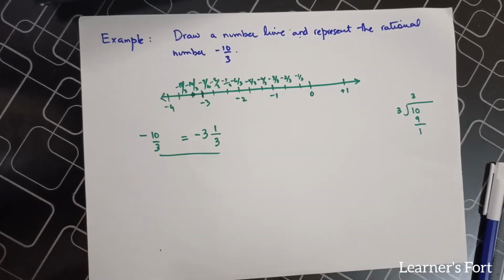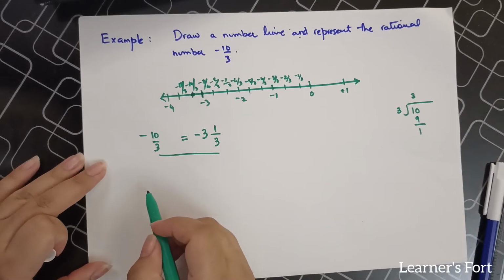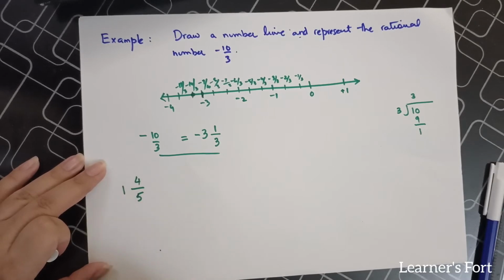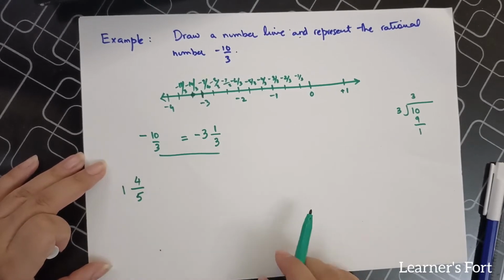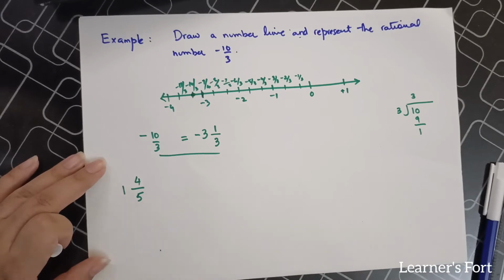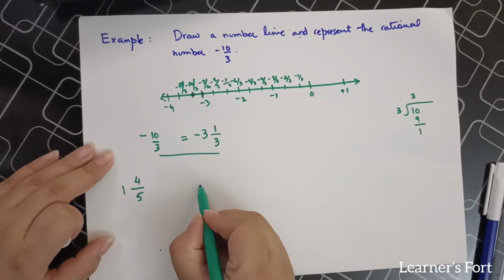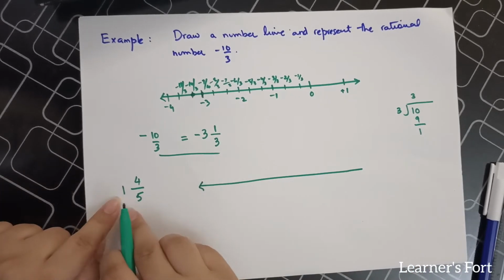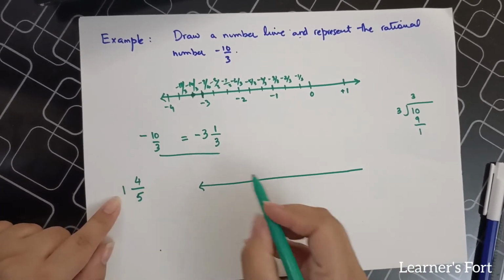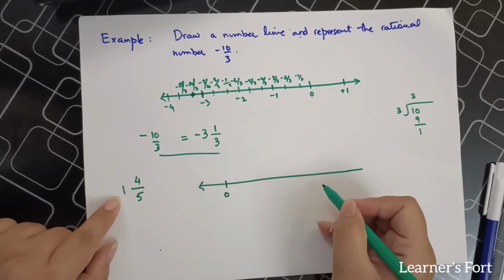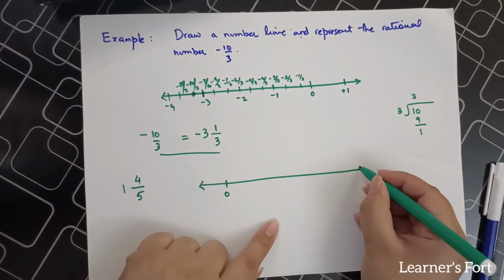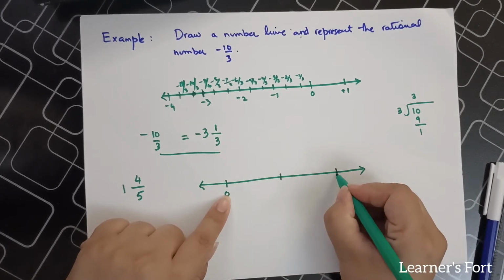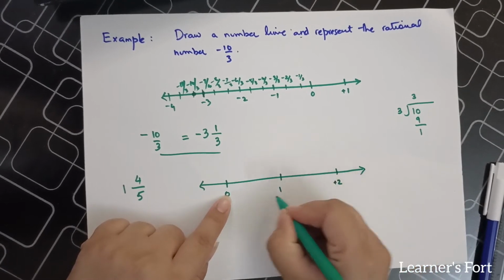Okay, now let's suppose that we have a number like 1, 4 upon 5, and they have asked us to represent it on a number line. So what we are going to do is, in this case, since there's no sign with it, it means that it's a positive number, and we know that it's on the right hand side of the number line and it lies with the 1. Okay, so it's 1, 2. This is a positive sign.